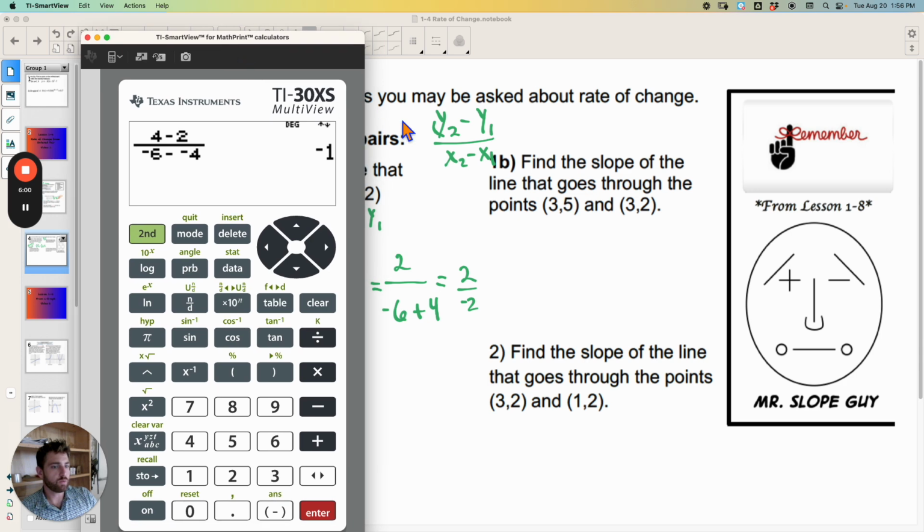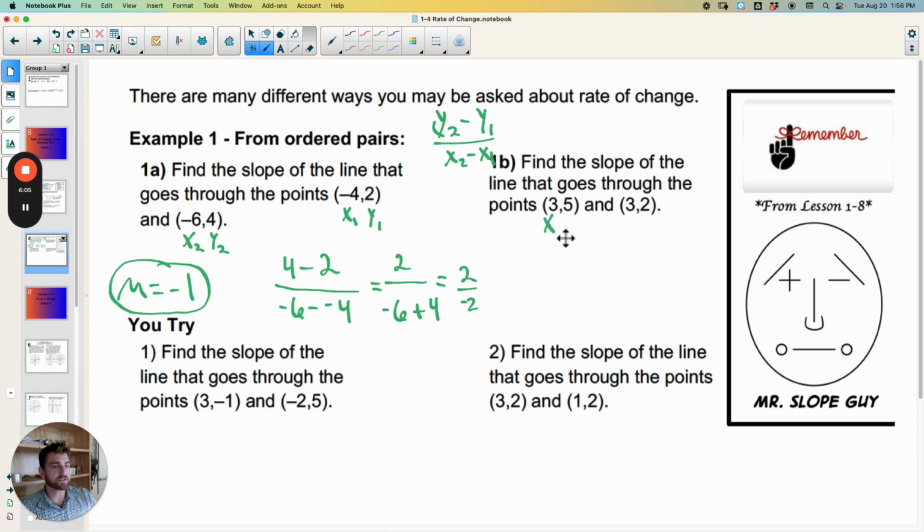All right, let's try 1B. It says find the slope of the line that goes through these 2 points. So I'm going to label this x1 and y1, and I'll label this x2 and y2. And we'll just do the same thing we did over here. So change in y over change in x. So y2 minus y1, that'll be 2 minus 5 over 3 minus 3. Some of y'all are starting to see what's going on the bottom here. So let's do the math up top here. So that's 2 minus 5, which is -3. And then 3 minus 3 is actually going to give us 0.